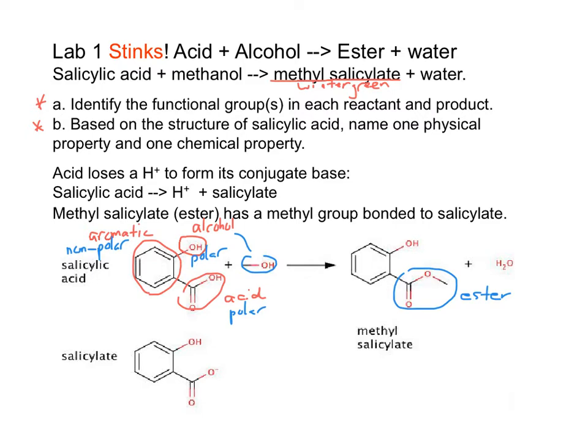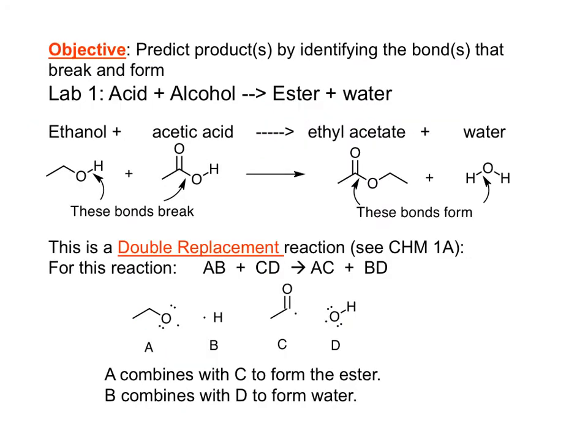As for chemical properties, the acid group is an acid. The acid group loses or donates a proton to form its conjugate base, the salicylate ion. We can predict the product of this reaction by identifying the bonds that break and form. This reaction is a double replacement reaction. One bond breaks in each reactant, one bond forms in each product.